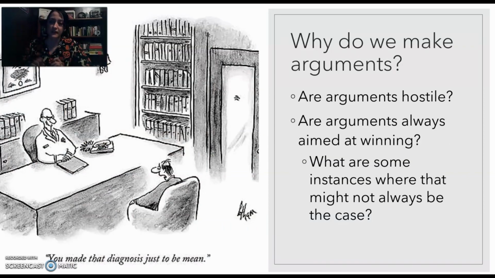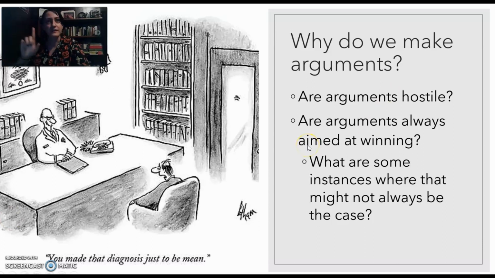Now, again, we've already sort of covered this, right? But I wanted to just preface this one more time. When I say argument, I don't mean anything hostile. I'm just simply saying, hey, this is the way in which we're expressing our thoughts, our opinions, our educated opinions, and our points of view.